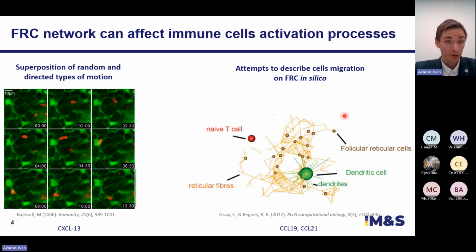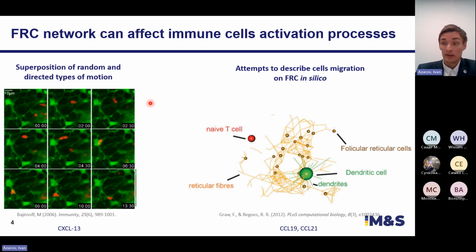Well, we should underline that the real motion of T cells is a superposition of random motion and directed motion. And directed motion is closely connected with chemokines, which are emitted by dendritic cells and reticular cells, which build this network. And this chemokine gradient can direct already activated T cells to dendritic cells.